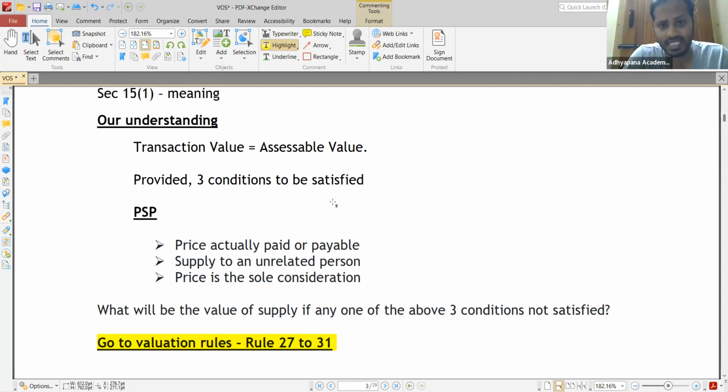What is the first condition? Price actually paid or payable. Then supply to an unrelated person. Then price is the sole consideration. If these three conditions are satisfied, then transaction value is the assessable value. You don't have to jump and see the rules specified in rules 27 to 31. Clear? Okay.